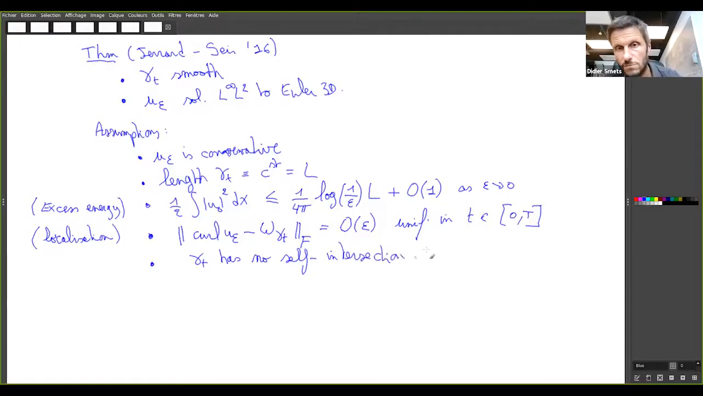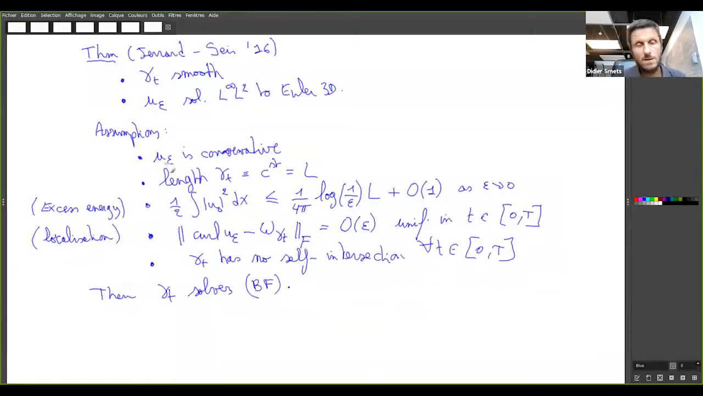Again, for all t. But this is less of an issue because it's for the limit flow. So you can at least restrict time. If it's true at time 0, it's true for some time. And then, as I said, gamma t necessarily solves the binormal curvature flow equation. Okay, so this is certainly a very reasonable assumption. That one I'll discuss maybe later.